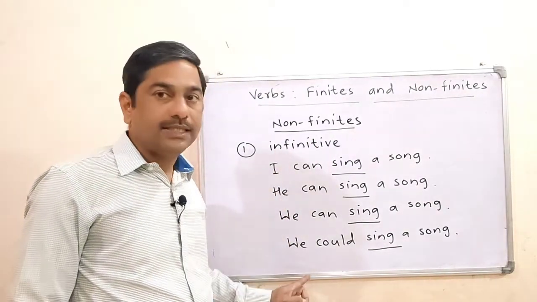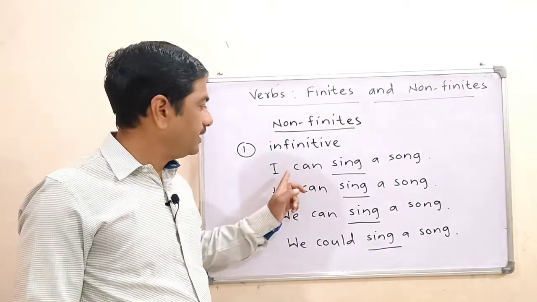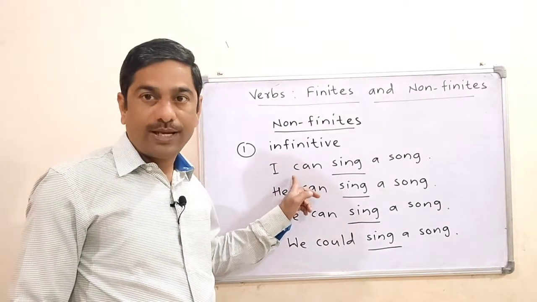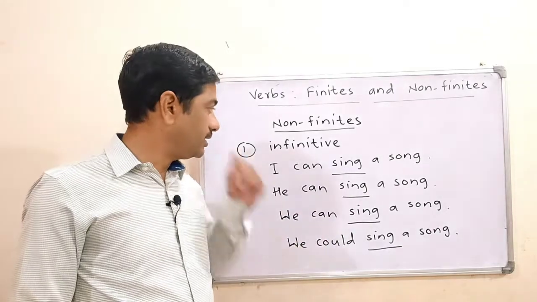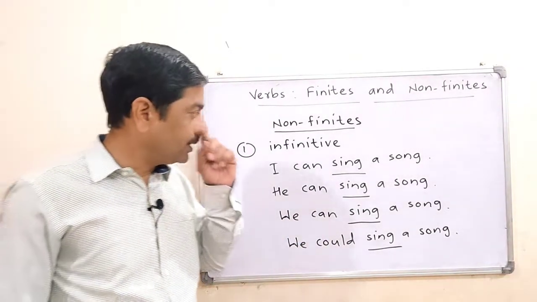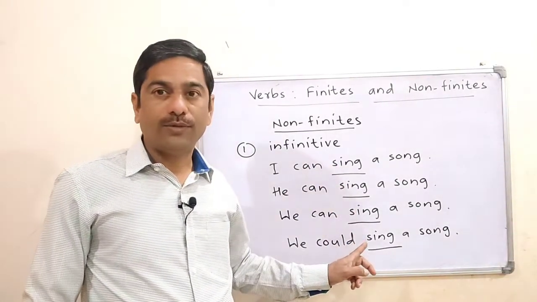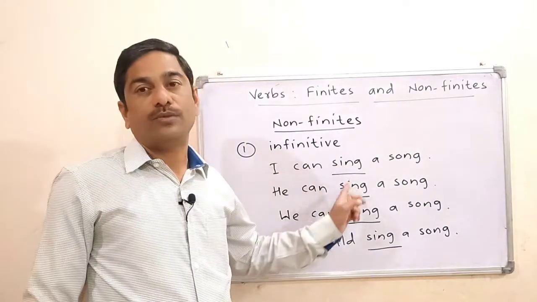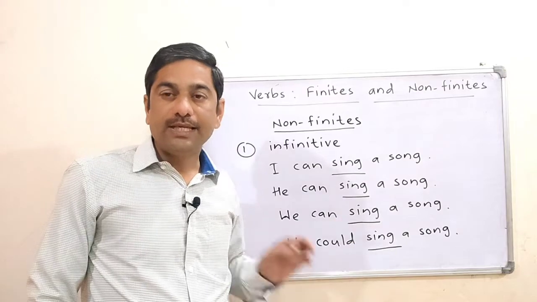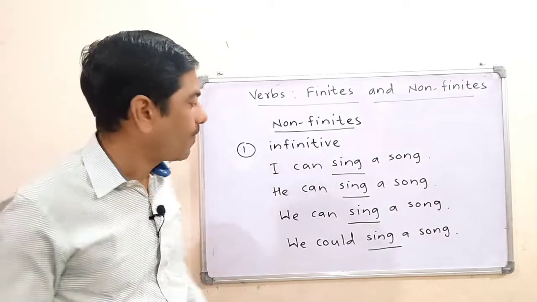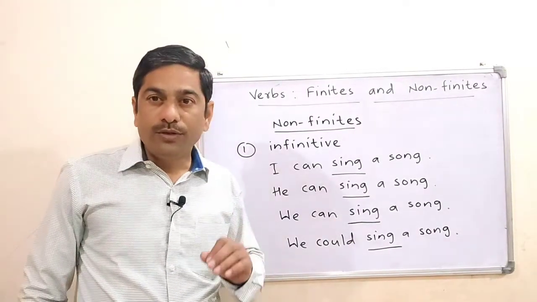In all these sentences, can is a finite verb, and could is also a finite verb. And sing is a non-finite verb and its subtype is infinitive, infinitive without to. Now we will speak about infinitive with to.